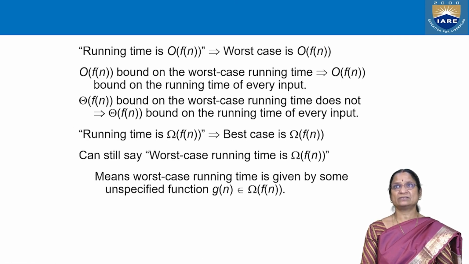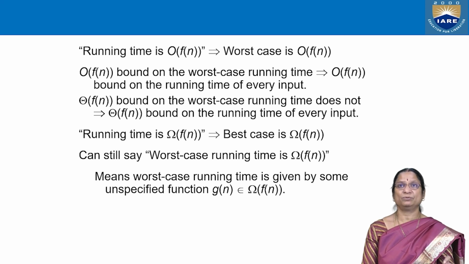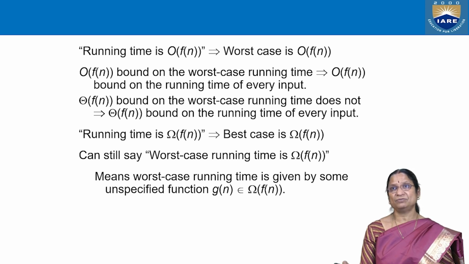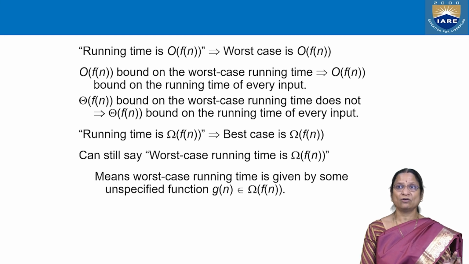So the running time of f of n is worst case big O of f of n. If big O of f of n bounds the worst case running time, it implies that big O of f of n bounds the running time of every input. That is worst case. Theta of f of n bounding the worst case running time does not imply that theta of f of n is bounding the running time of every input. Big O notation is satisfied for every input. Theta notation need not be satisfied for every input. In the case of omega, it is best case only. The worst case running time is given by some unspecified function g of n belonging to omega of n.